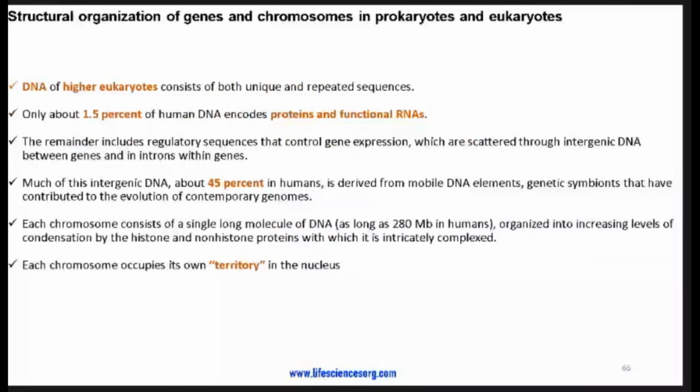The DNA of higher eukaryotes consists of both unique and repeated sequences. Only 1.5% of the DNA is coding. Coding means they are making a functional product. But in the book, Lodish, 2% of the DNA has been reported as functional DNA. So you can read this basic information.